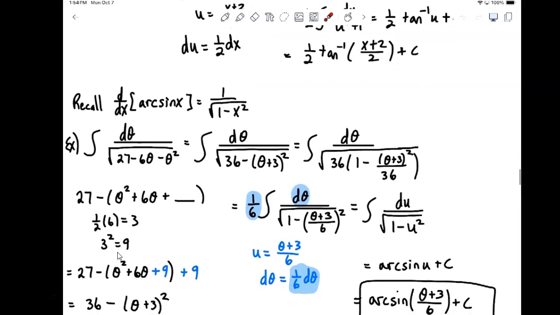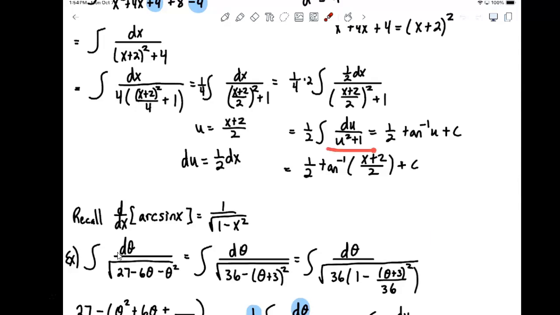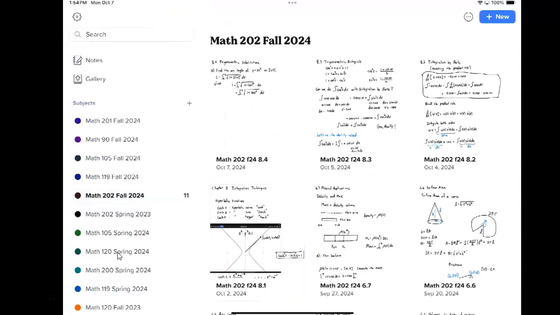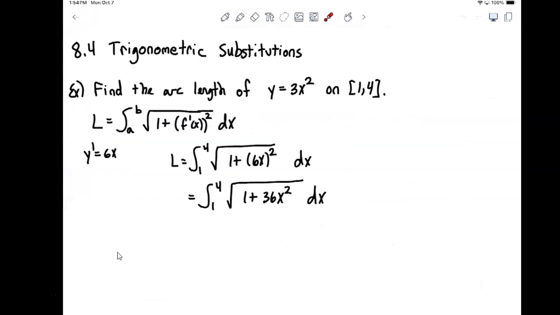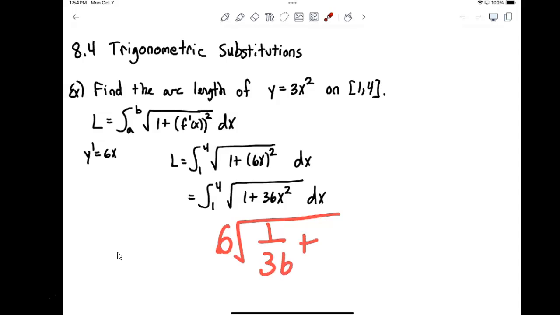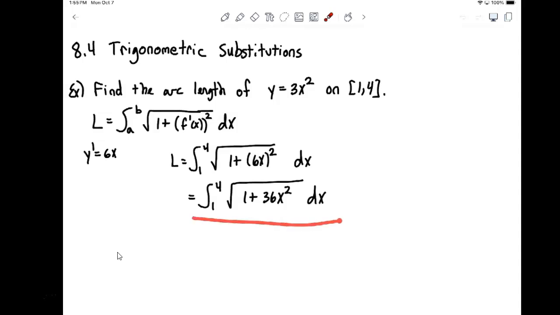So we were able to manipulate things. But there, we had the square root of 1 minus u squared, and here we had 1 over u squared plus 1. Well, this time, even if I do my factoring, take the 36 out of everything, and then take the square root and get 6 times the square root of 1 over 36 plus x squared, even then, this thing is just a square root of something plus x squared. It's not in a form we can use. So we've run into a wall. How do we do this?